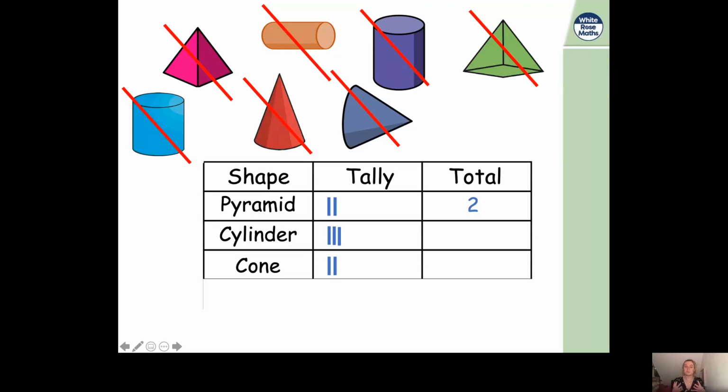Okay, so did you manage to complete our tally chart? Fantastic. So let's have a look at cylinders. How many tally marks do we have? Well, we've got 1, 2, 3 tally marks. So we have got 3 cylinders. And how many cones have we got? Well, we've got 2 tally marks next to cones, which means we have 2 cones. So well done if you completed that correctly.